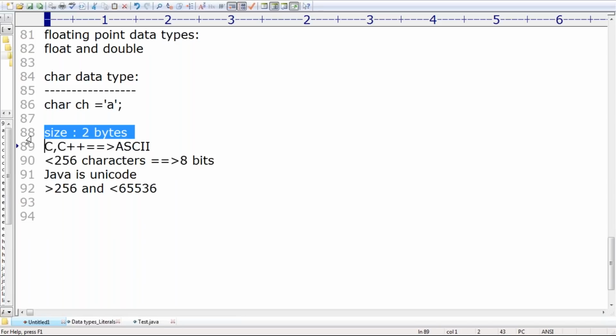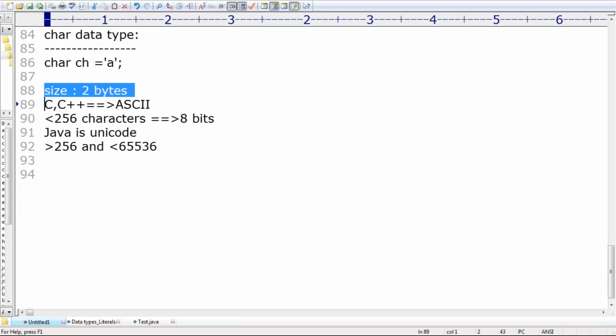Sir, can you please tell what is the size of char? 1 byte or 2 bytes? 2 bytes. Can you please tell in one line why Java's char size is 2 bytes instead of 1 byte? Very simple. Java is Unicode based, but old languages are ASCII code based. Remember that. Clear? No further explanation is required about this one. Okay, that's all.